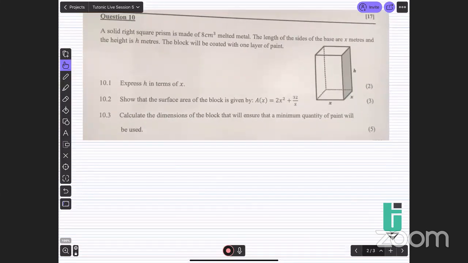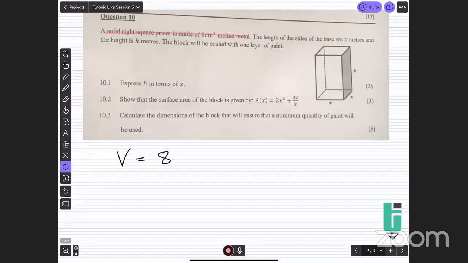A solid right square prism is made of 8 centimeter cubed metal. What does that mean already? What are they telling you already? The volume. Okay, so what must you think of immediately? Length times breadth times height. Immediately. So you guys see the first sentence, they're already giving you something. So volume equals 8. First sentence done already, we have an equation.